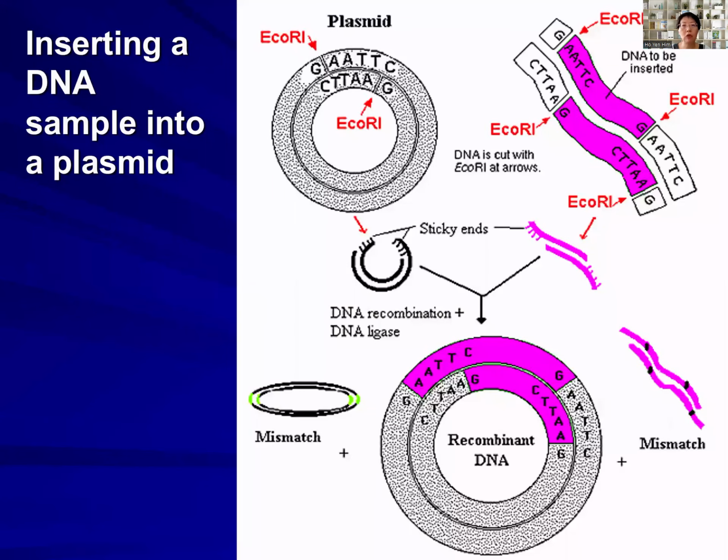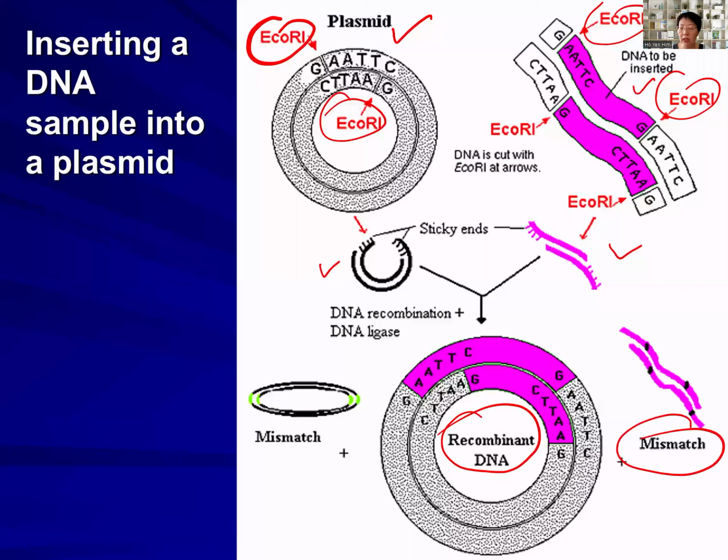So this is another diagram to show the same process where we cut the plasmid with EcoRI, and then we cut the gene with EcoRI, and then we put the plasmid and the gene together, and therefore we allow the sticky ends to join. The resultant product can be the recombinant DNA, but some genes did not join to the plasmid, and some plasmids did not join to the gene. So therefore the product will be of 3 types: the original plasmid, the recombinant DNA, and also the gene.